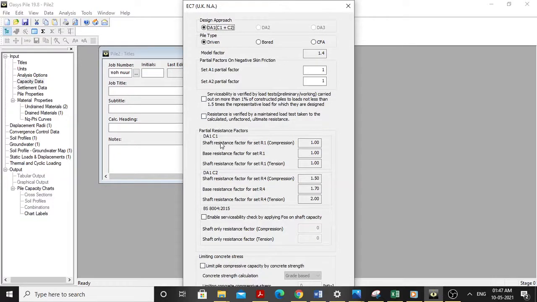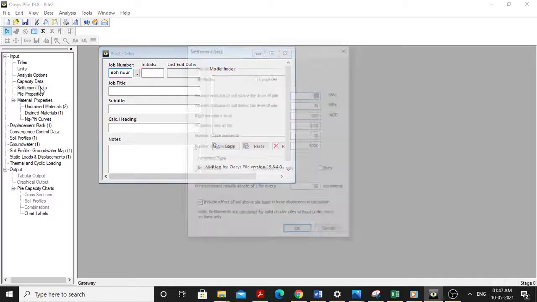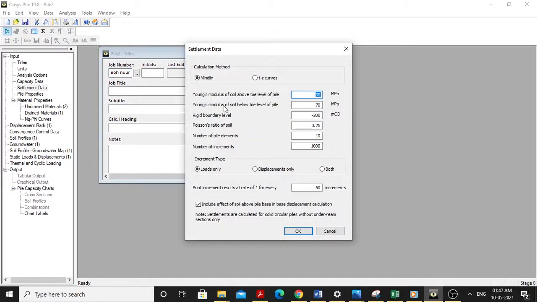And after that, this is the partial resistance factor, you don't need to change anything. You only need to showcase the parameters: the shaft resistance R1 compression is 1, base resistance for set R1 is 1, shaft resistance factor for set R1 tension is 1, and for the C2 combination it is 1.5, 1.7 and 2 respectively. Then you can select enter, and after that you can go for the settlement data.